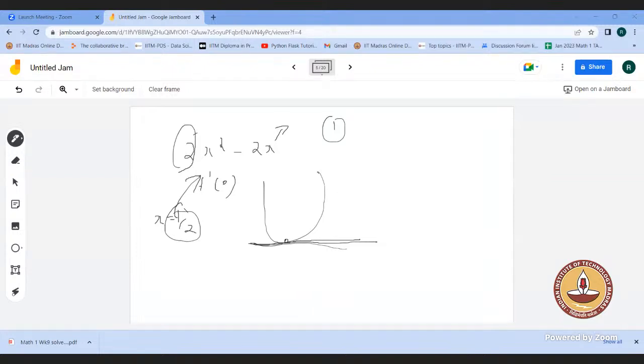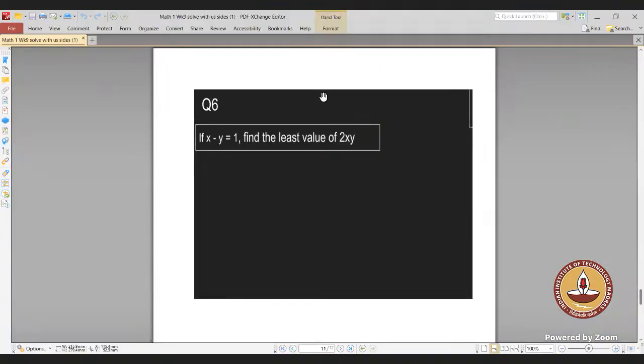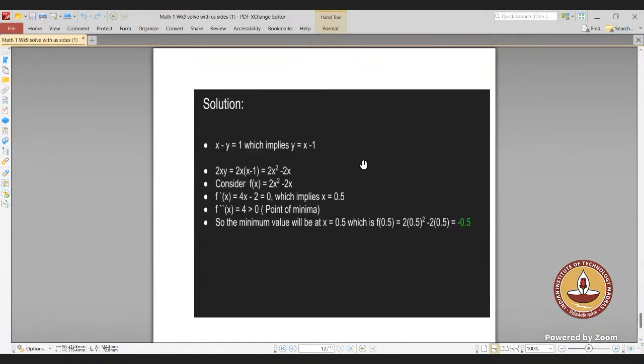So this was the last question of this session. So we'll again see the solution which is given here. So x minus y is equal to 1, which implies y is equal to x minus 1. We did the same. So 2xy will become 2x into x minus 1, which is 2x square minus 2x. So this is the function. Now we have to find the minimum value.